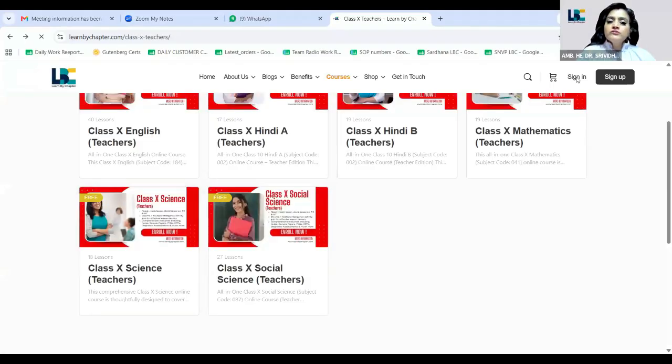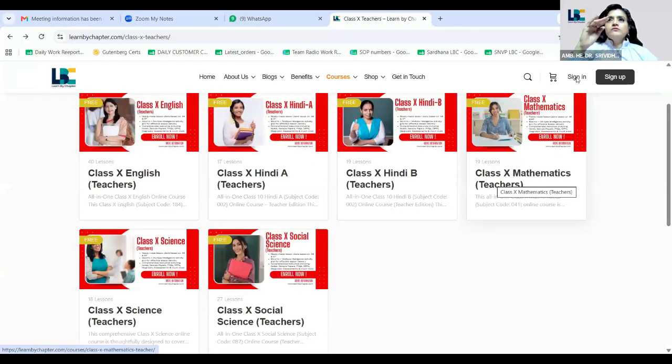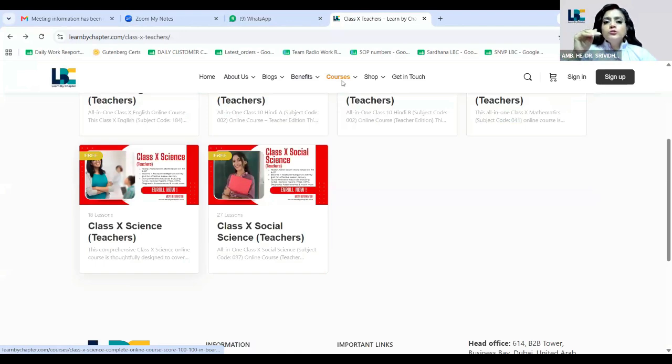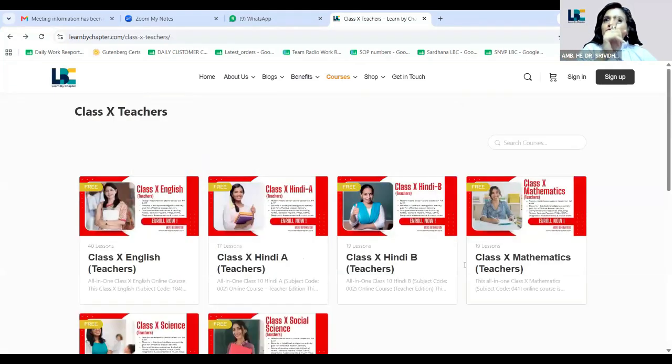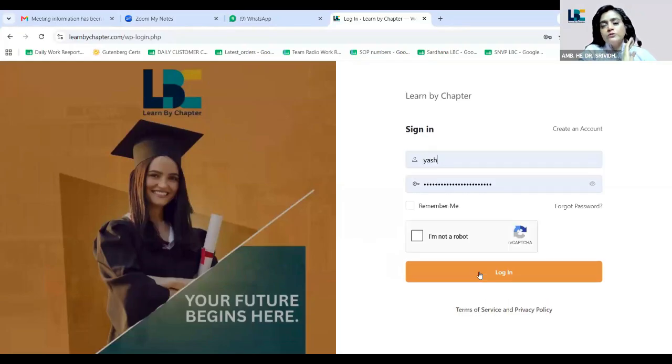So when you come to the courses, you can see the drop-down menu. The courses will be for grade 6 to 12. If you click that particular grade, it will take you to students or teachers. So you have to choose whether you're a student or a teacher. Then it is aligned with the old NCERT and the new NCERT, so whichever syllabus you want to see, you can choose.